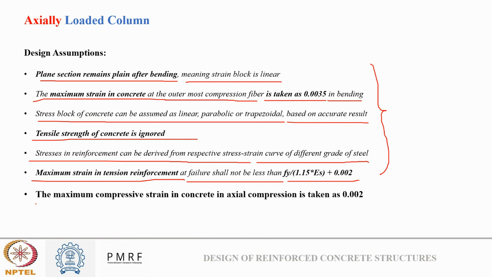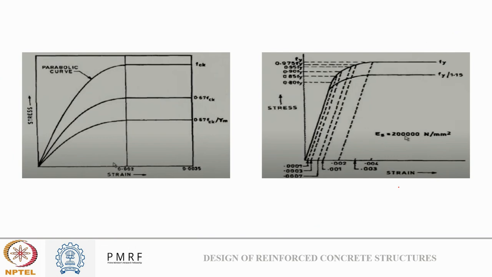Now, the new thing that the code defines for columns is that the maximum compressive strain in concrete in axial compression is taken as 0.002. This may have been derived from practical tests done in the lab, and they assume that the maximum strain in concrete is taken like this. The same thing we can see here also. This is the stress-strain profile that we have been looking at. See, at 0.002 strain in concrete, we can say the compressive strength of concrete is 0.45.